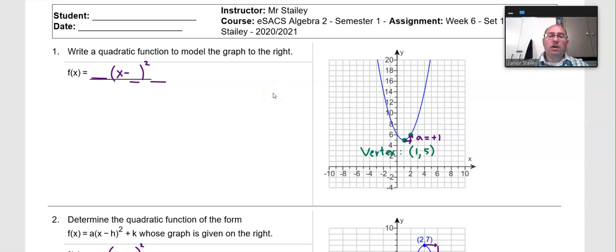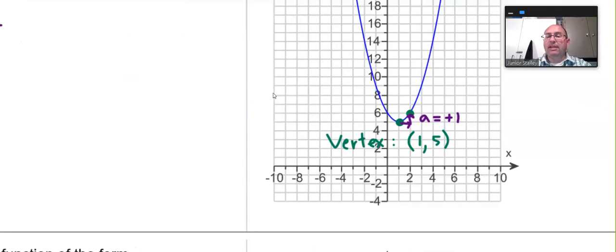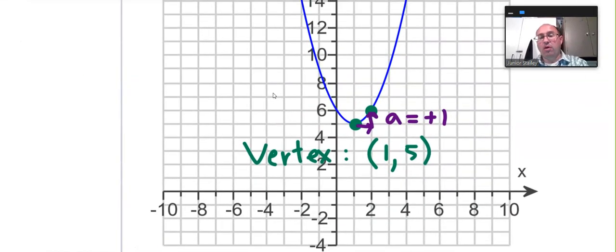Okay, so in this particular video, set 1 SWYK 2, we are going to take a graph and change it back to the vertex form equation. So I'm looking at the picture. I can easily identify what the vertex is, 1, 5.